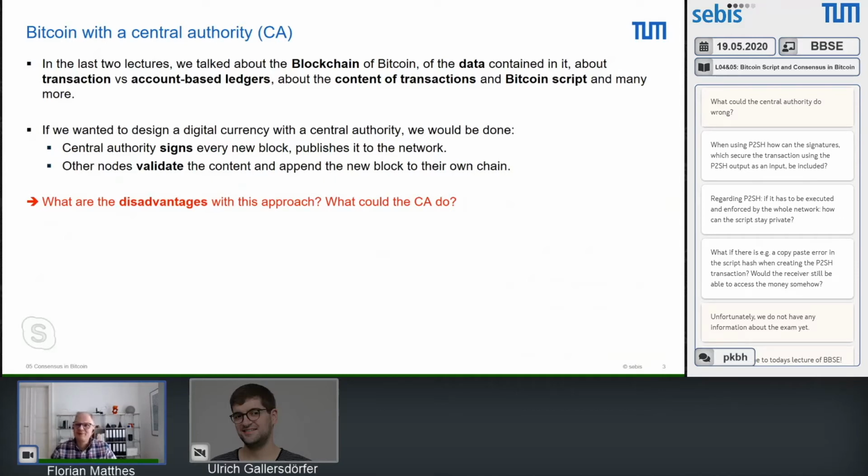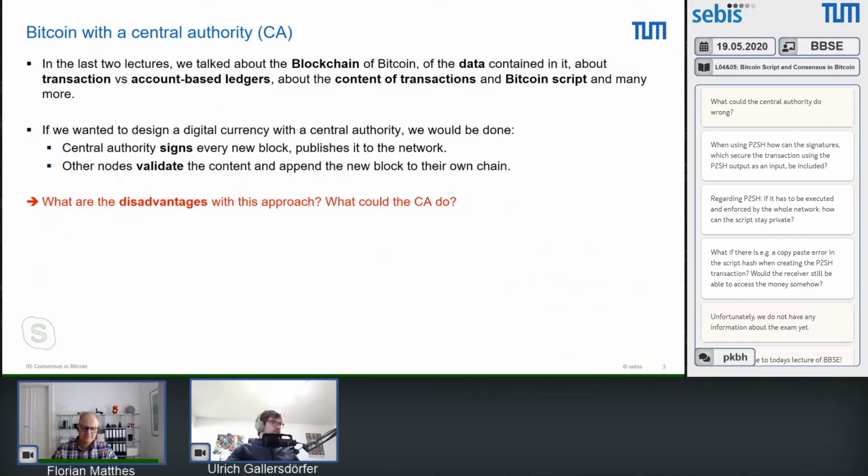So sometimes in the audience in Bitcoin or blockchain lectures ask this question, some of the speakers then start to get nervous. So we get some answers. The CA could manipulate blocks. The CA is not trustworthy. Maybe go through each of them. So how could the CA manipulate blocks?